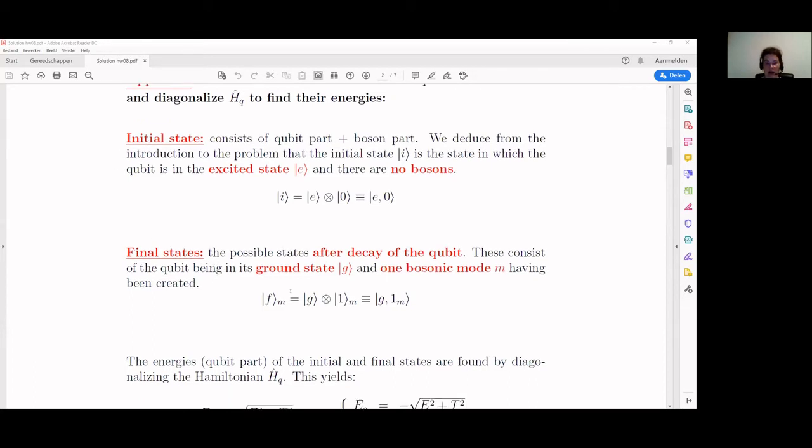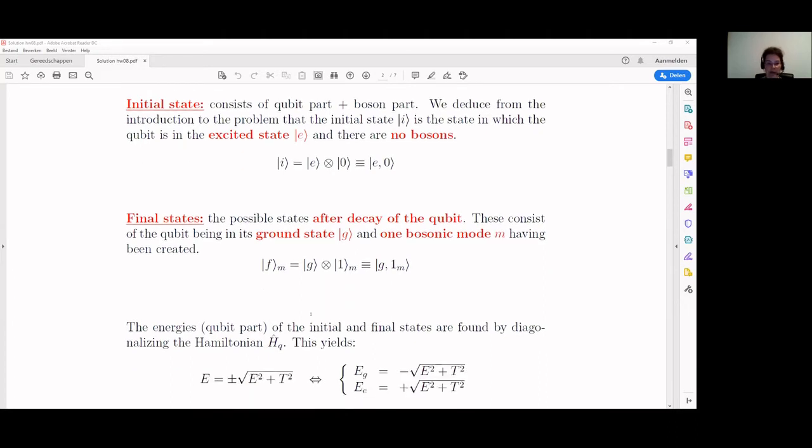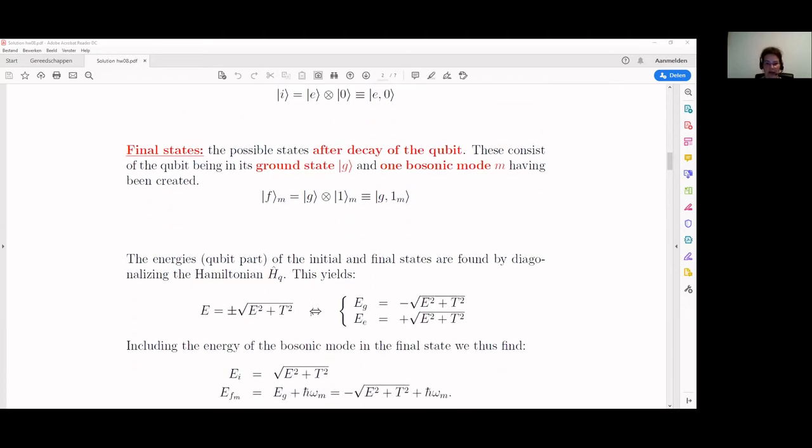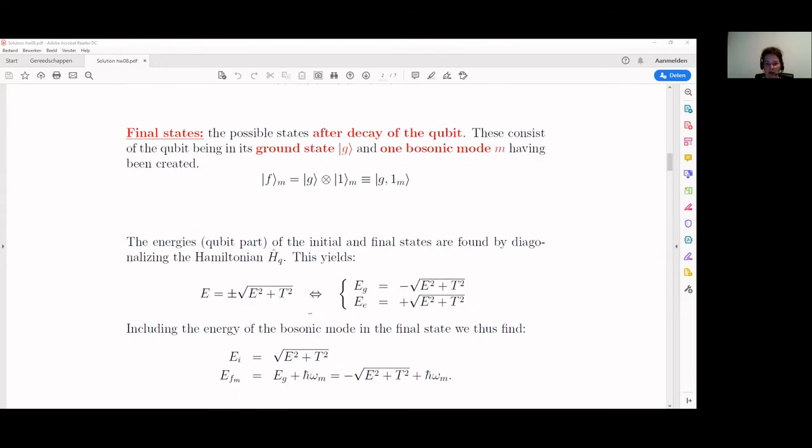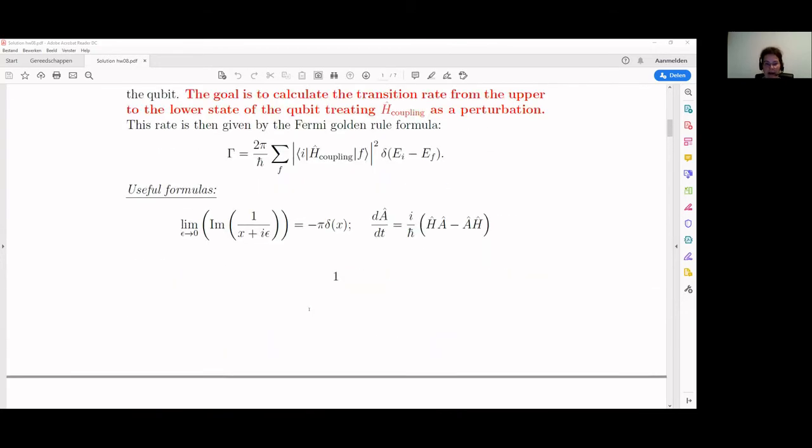And then now we are looking at the qubit specifically and diagonalizing its Hamiltonian. So the energies, well, okay, let me just scroll back.